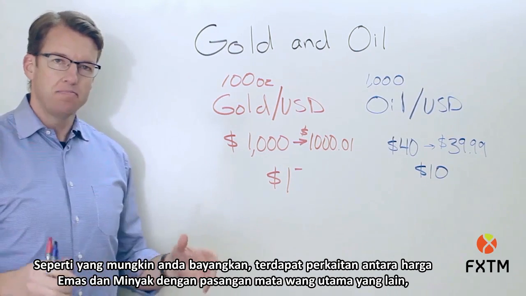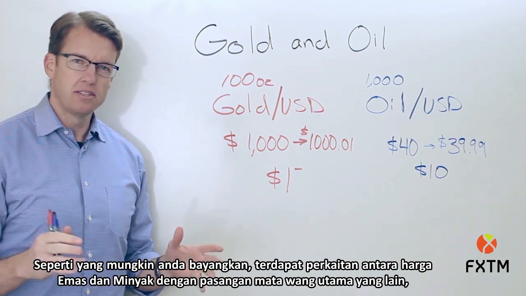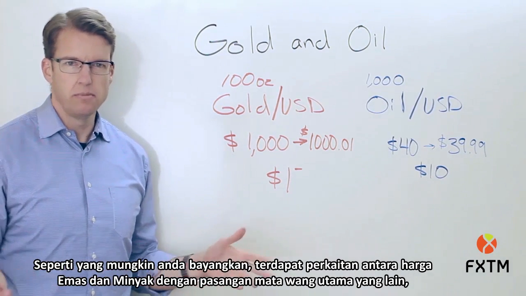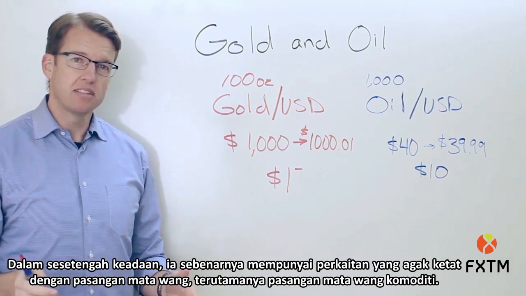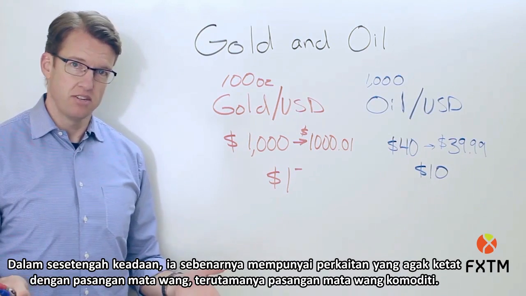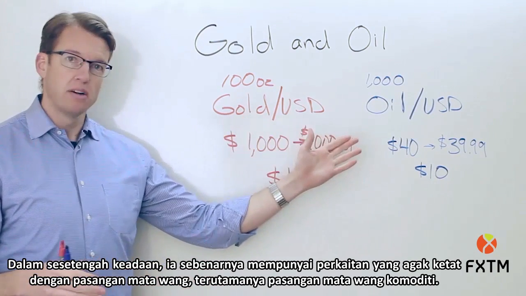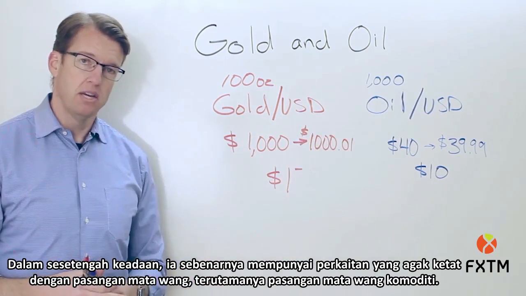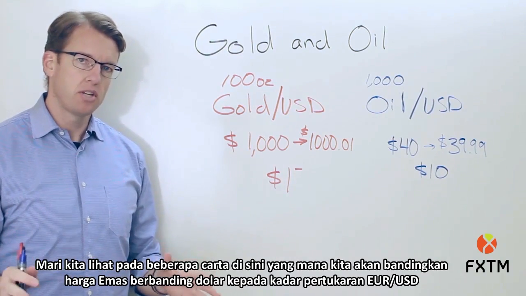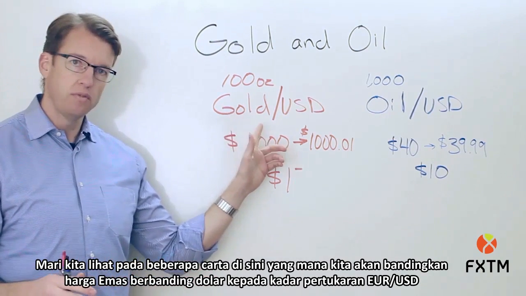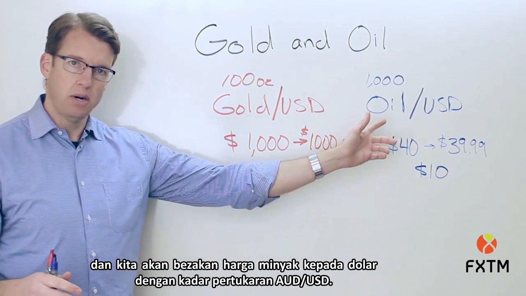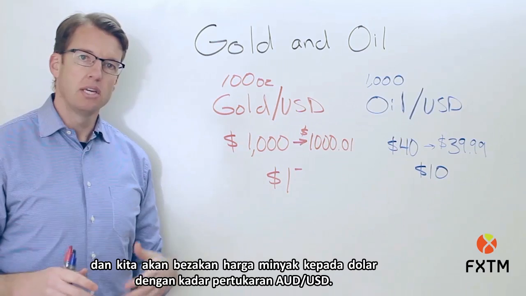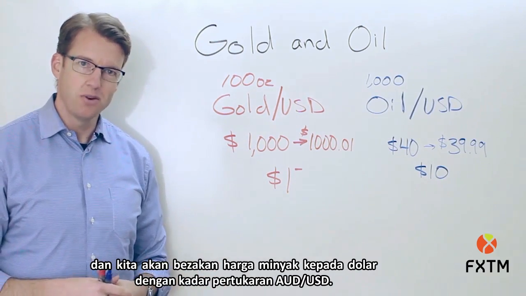Now, as you might imagine, gold and oil prices are going to have a certain amount of correlation with other major currency pairs, particularly those that are crossed with the dollar. In some cases, it will have a fairly tight correlation with the currency pairs, particularly commodity currency pairs. In fact, let's take a look at a couple of charts where we'll compare the price of gold versus the dollar to the euro-dollar exchange rate, and contrast the price of oil to the dollar with the Australian dollar to the US dollar exchange rate.